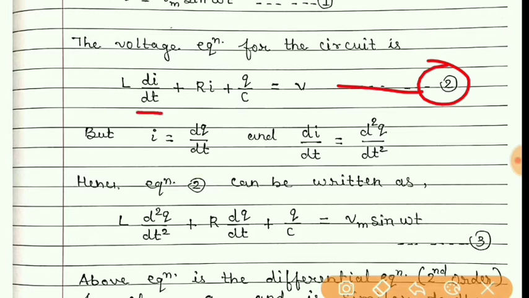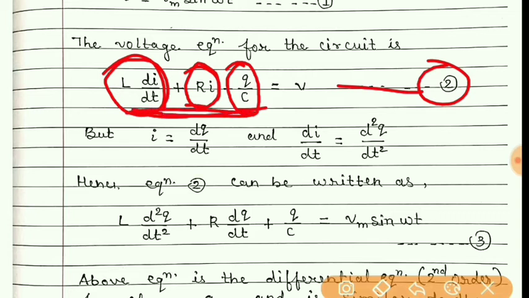Students, these are not new terms for you. This we obtained when only a resistor was connected. This we used when only an inductor was connected, and this we used when only a capacitor was connected. Now here all three are connected in series, so all three terms are there.